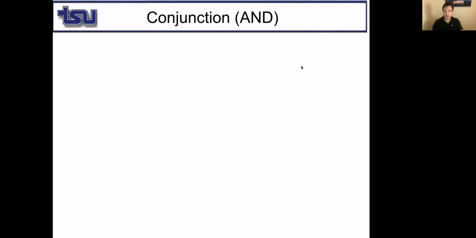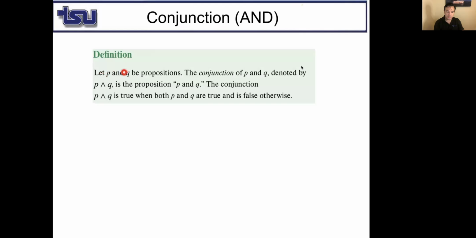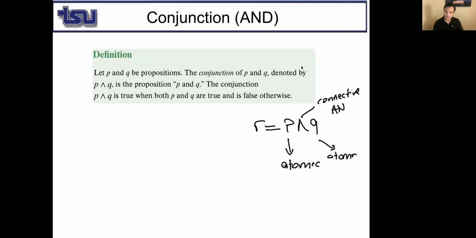So another connective is conjunction, or AND, okay? If we have two propositions, P and Q, the conjunction of P and Q is denoted by P and Q. Think about it this way: you can say R is equal to P and Q. This is an atomic statement, this is another atomic statement, and this is the connective. This is the compound statement, or compound proposition. So we use two propositions, P and Q, and a connective to create a compound proposition.